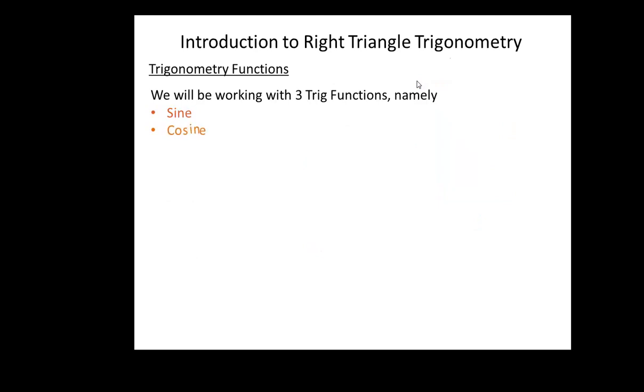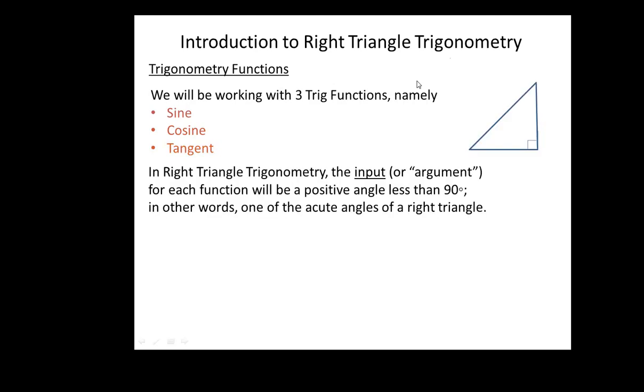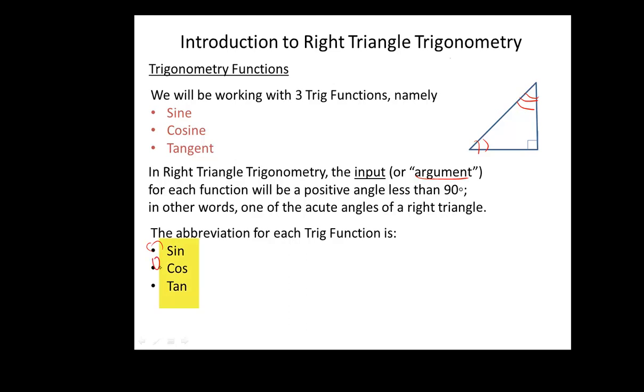We're going to be working with three trigonometry functions, and they're called sine, cosine, and tangent. For each one, the input, what you put into the function, also known as the argument, is going to be one of those acute angles. One of these angles which is less than 90 degrees. One of the acute angles will be the argument for these functions. Now these are the abbreviations, and you will see these on your calculator, and we're not using the calculator for this video, but soon you will use your calculator with right triangle trigonometry.